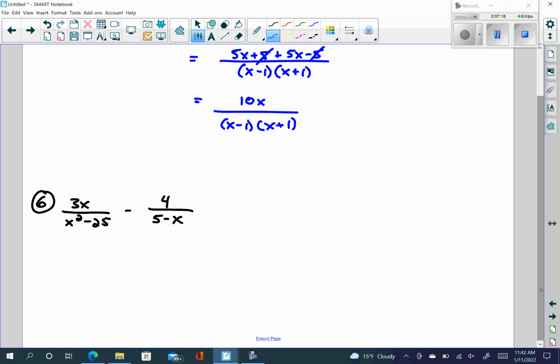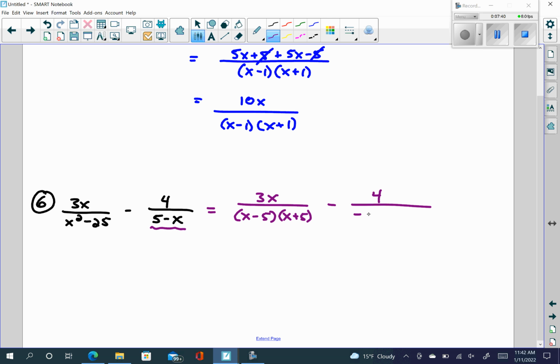All right, as we move into number 6, I'm going to rewrite this first because I want to factor the first denominator. So this will factor into an x minus 5 times a quantity x plus 5. Now, if we notice this x minus 5 and this 5 minus x are opposites. So if you recall what we did in class on Monday, 5 minus x is the same as the opposite of x minus 5. And now I can take these two negatives and turn it into a plus.